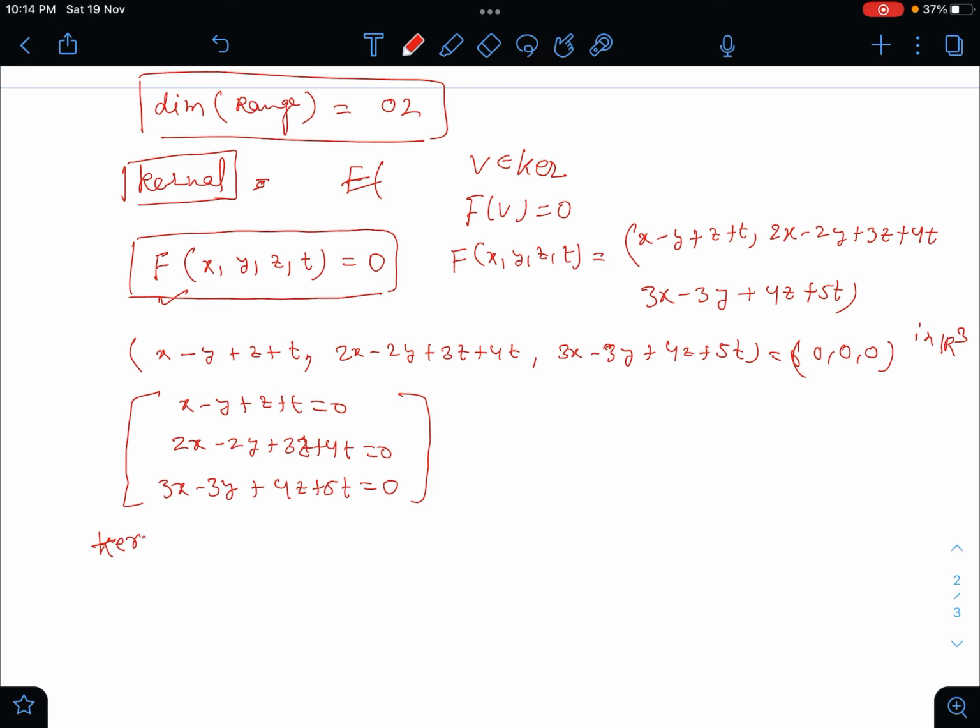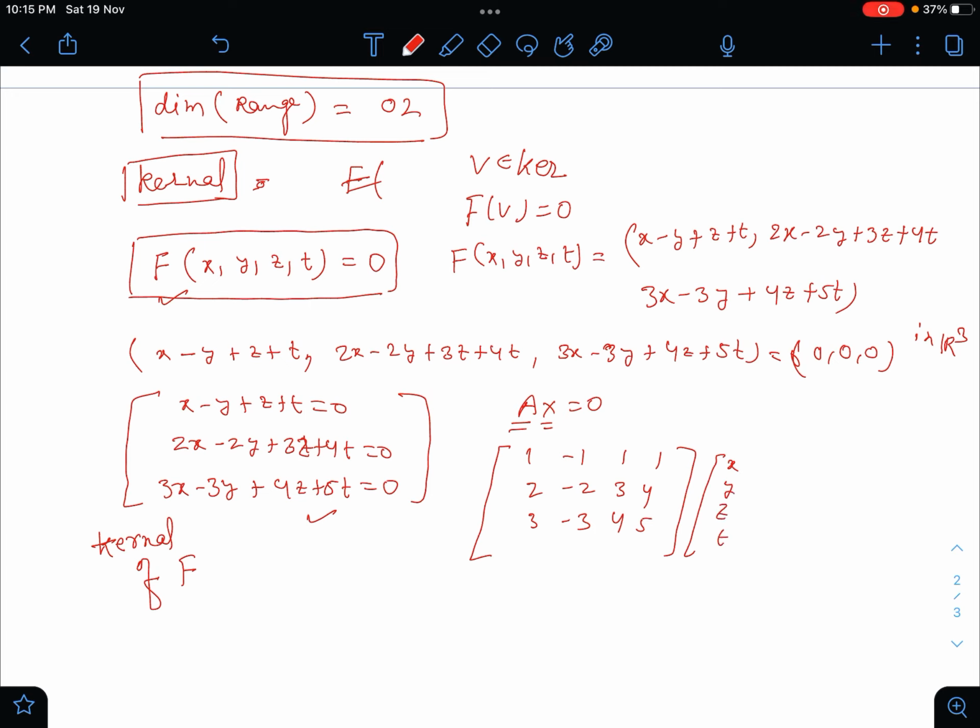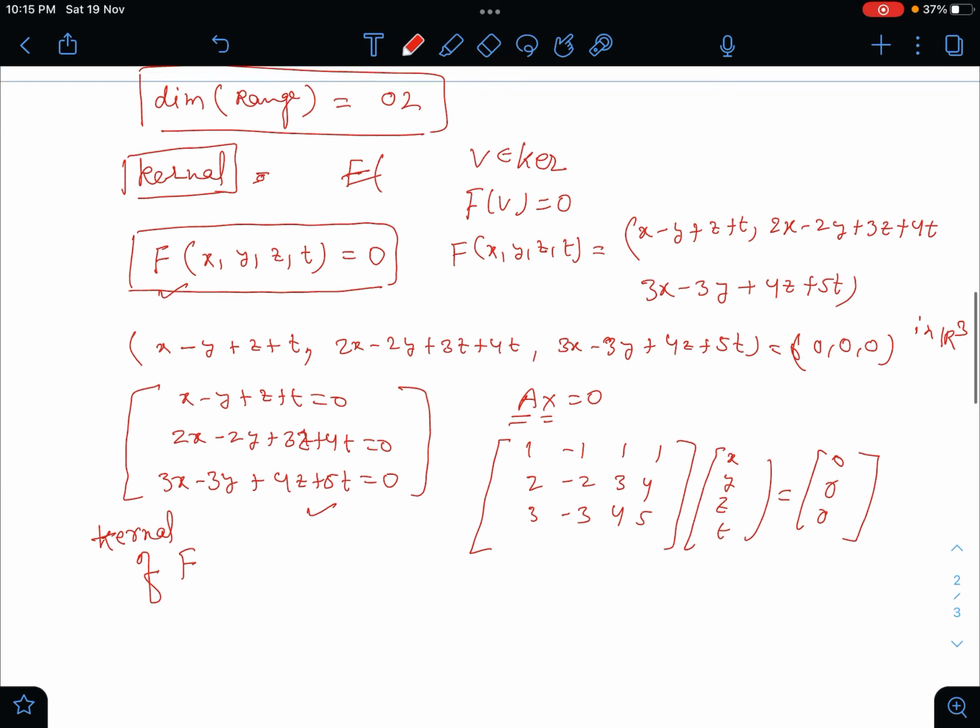of f. So let us convert it into the form Ax = 0, where A is the coefficient matrix and x is the vector of unknowns. This matrix will be of the form [1 -1 1 1; 2 -2 3 4; 3 -3 4 5], multiplied by the vector (x, y, z, t) is equal to (0, 0, 0).